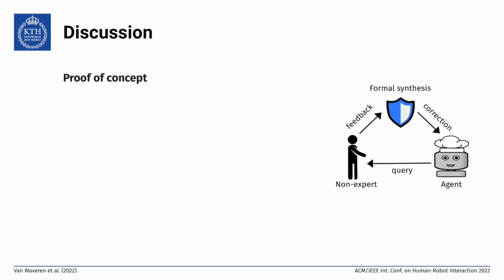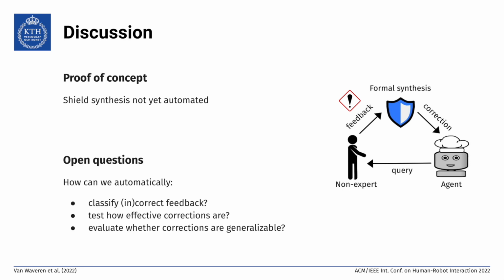This work is a first step towards a full non-expert policy repair pipeline, and our proof of concept implementation validates for the first time that shields can be used to repair high-level policies after failures. However, we have not yet automated the shield synthesis from human feedback, and we acknowledge important avenues of future work. For example, automatically identifying what is incorrect and correct feedback can be challenging.